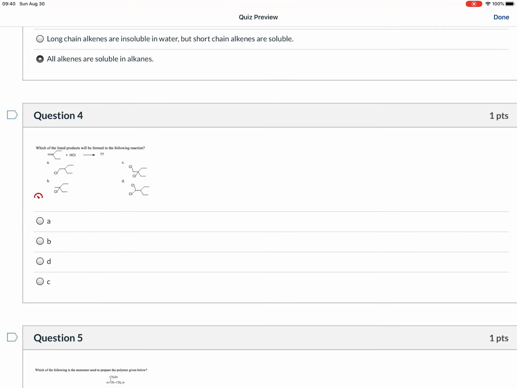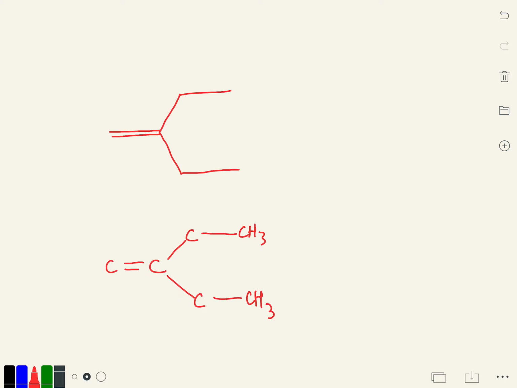Number 4, which of the listed products will be formed in the following reaction? So let me draw that for you guys. 1, 2, 3, 4, 5. So we've got this guy here. Let's just remind you what this looks like. This is a carbon double bonded to a carbon who's got a carbon and then a CH3. I'm only going to show the carbon bonds that we need to see here. So again, these guys we don't need to see. And this one has an H.